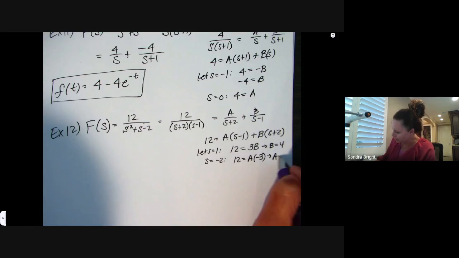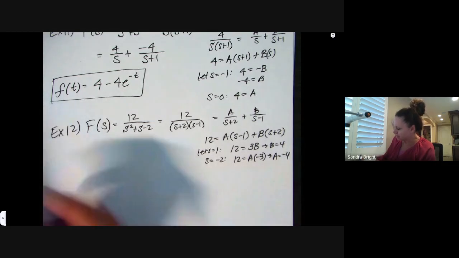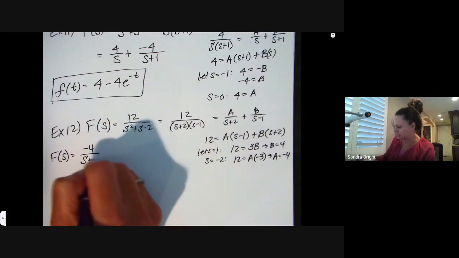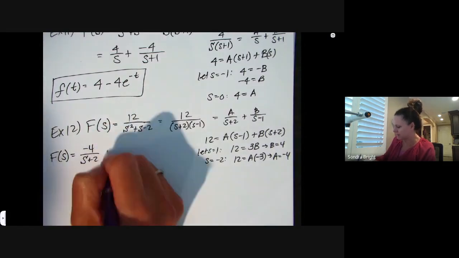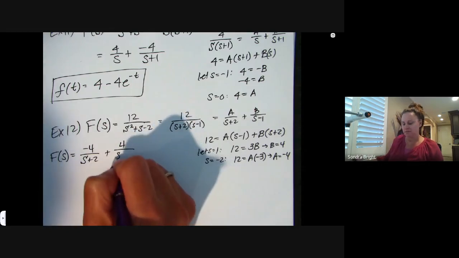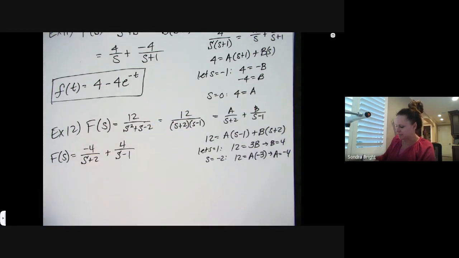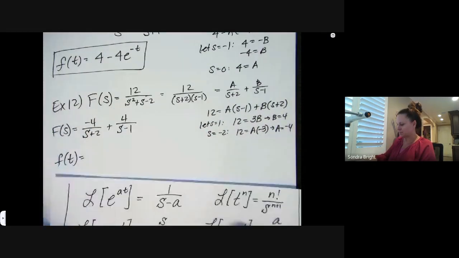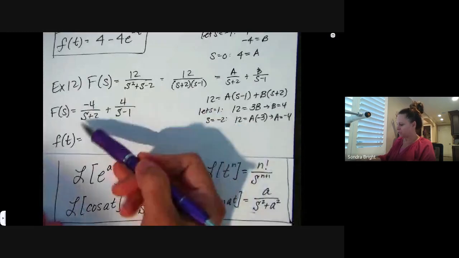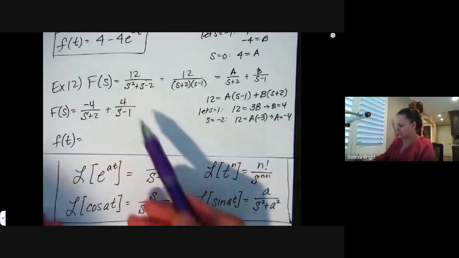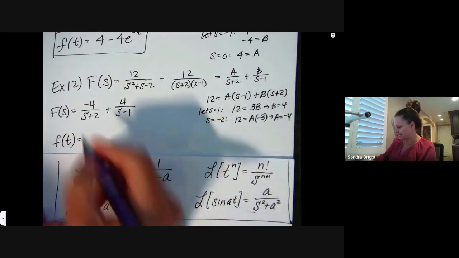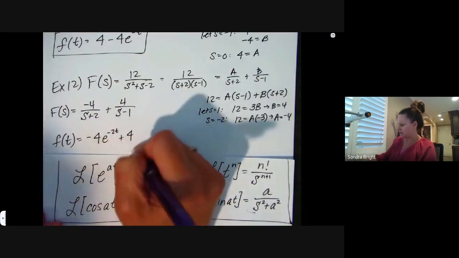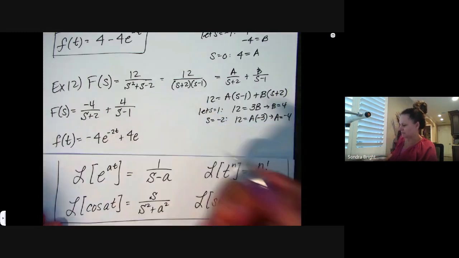All right, so your big F of s is negative 4 over s plus 2, and then plus 4 over s minus 1. This was an easy example. Do you see the pattern? Hopefully you do. You've got negative 4 times 1 over s plus 2, and then 4 times 1 over s minus 1. Easy peasy lemon squeezy. Negative 4 times e to the negative 2t plus 4 times e to the t, since a is 1. So it's just e to the t.